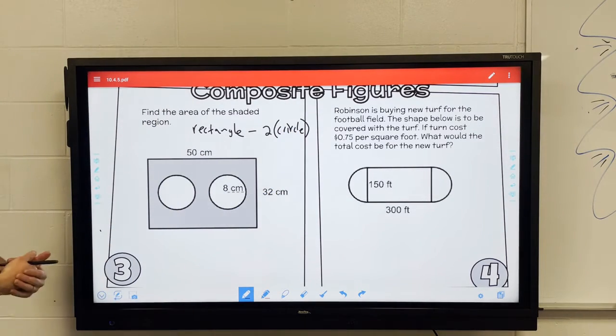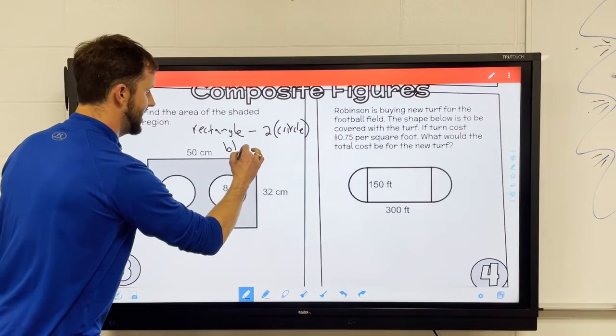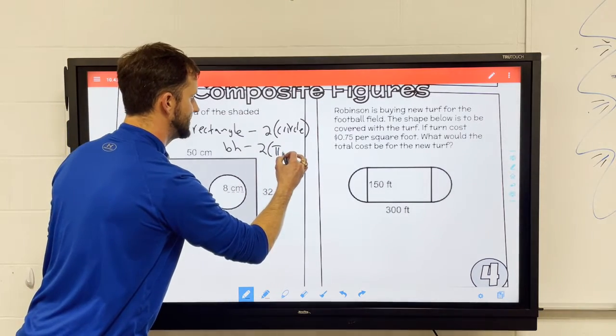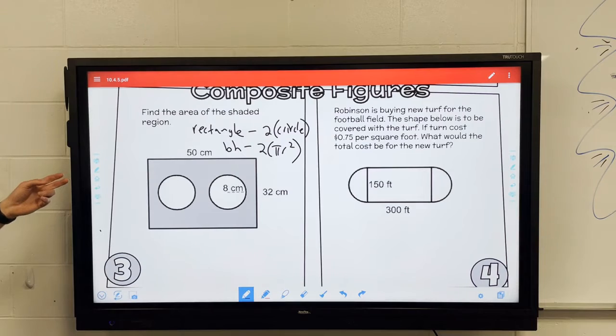So now let's go ahead and figure out how to do this. So to find the area of a rectangle, I know I have to do base times height. And then to find the area of a circle, I am doing pi times the radius squared, correct? So that's how I find the area of those 2, okay?